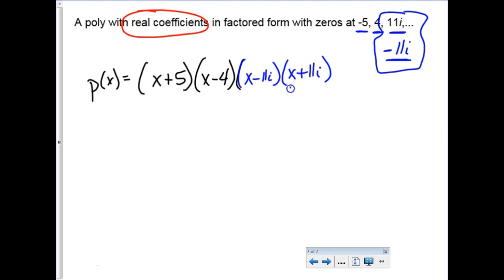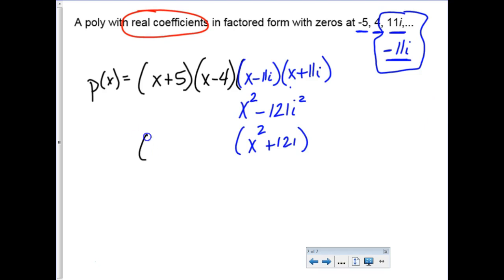So you're going to have to multiply this blue stuff out. And when you have single complex terms like this, these pure imaginary numbers, they're a lot easier to just manually FOIL. So x times x is x squared, and then plus 11ix, and then a minus 11ix will cancel, and then you have minus 11 times 11, so 121 i squared. But remember, i squared is really negative 1, so this factor becomes x squared plus 121.